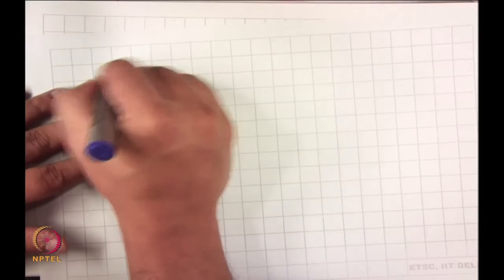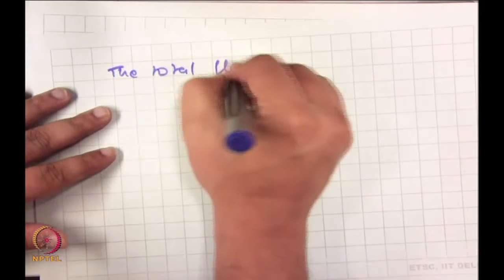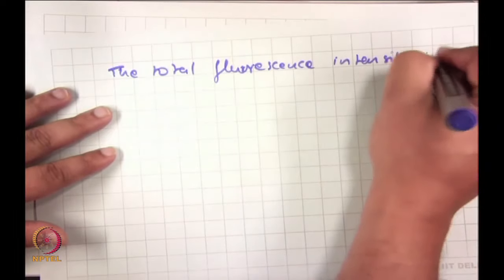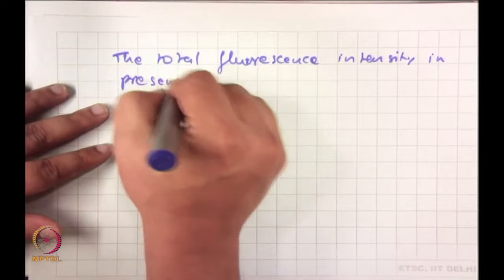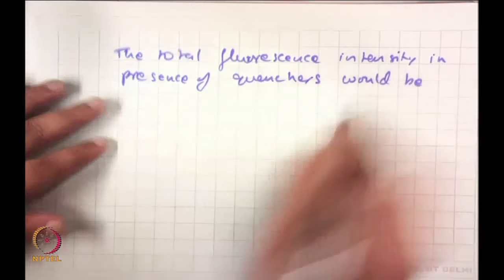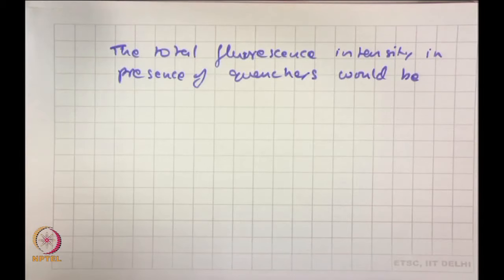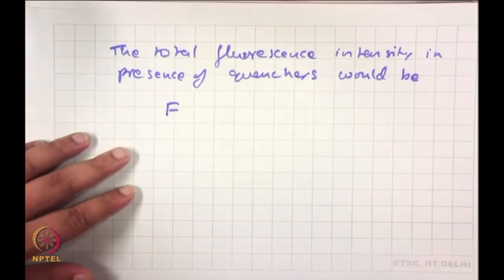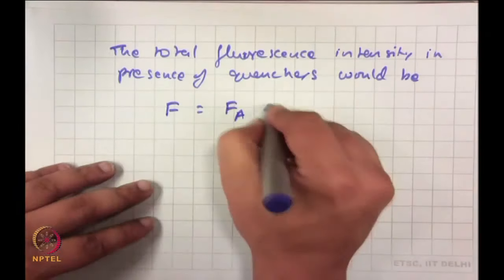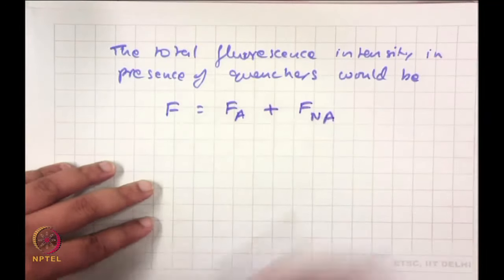So, how would our combined intensity look? The total fluorescence intensity in presence of quenchers would be what? I can write F, the total fluorescence intensity in presence of quenchers, is equal to F_A plus F_NA.